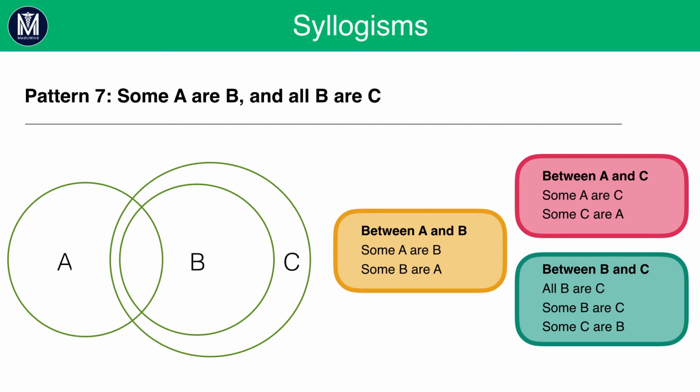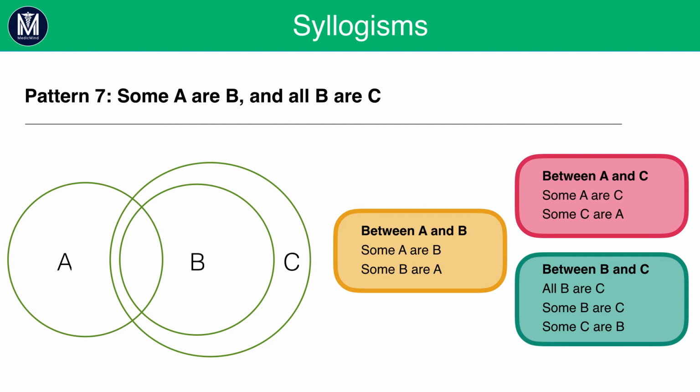Some A are B and all B are C. Now, look at the Venn diagram and you can see that there is overlap between A and B, and since all B are C, there is also overlap between A and C. So what can be deduced? First, let's look at A and B, the most simplest pattern. We can tell that some A will be B, and by that same logic, some B will be A.